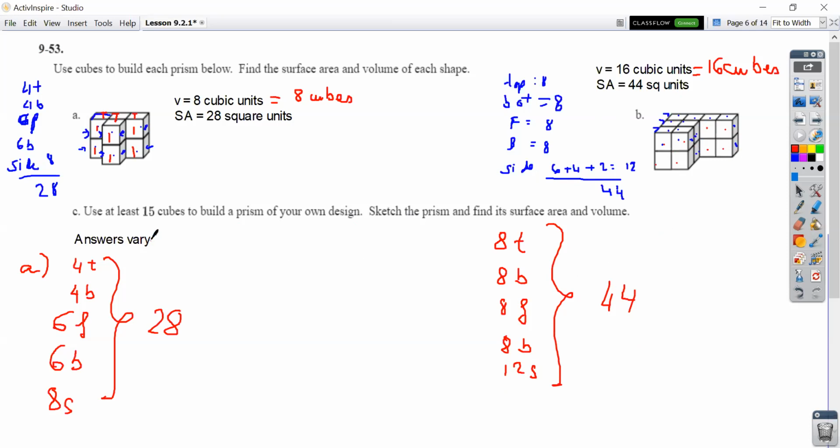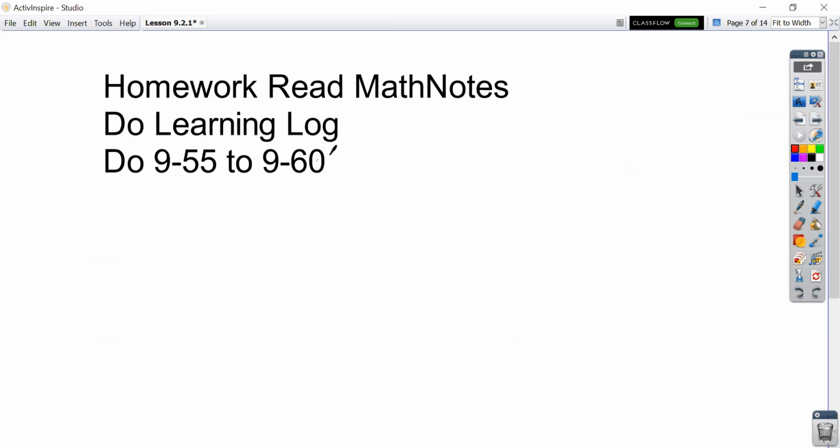On question C, I can't wait to find out what your answer C looks like, okay? Use at least 15 cubes to build up your prism. Answers vary. So go ahead and try answer C by yourself, then submit it to Google Classroom, please. So continue. Homework tonight: read the math notes, do the learning log, problems 955 to 960.